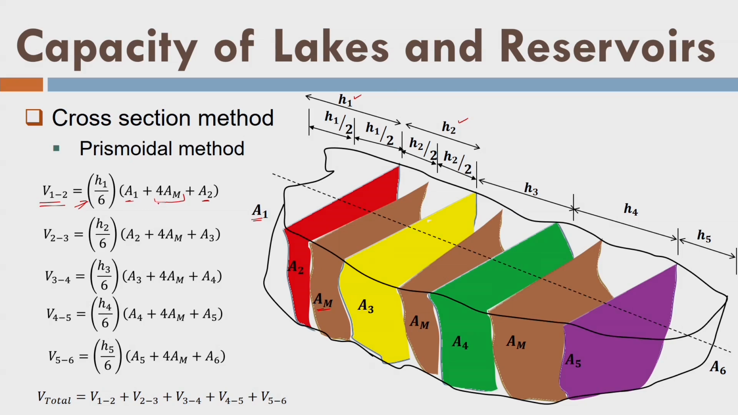So now we estimate the middle area between A1 and A2 and we put it here. Similarly for A2 and A3, we put it here. And this AM is the middle area, or the intersection area, obtained by the intersection of A2 and A3. Similarly I repeat this process. Here I am putting H1, the distance between A1 and A2. Here I am putting H2, the distance between A2 and A3, and so on. Finally, after doing this calculation, we make the summation in this formula. And this is the prismoidal method here.